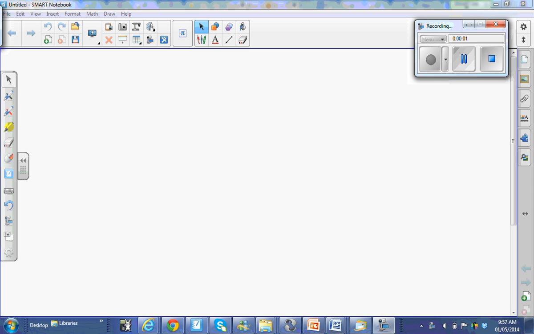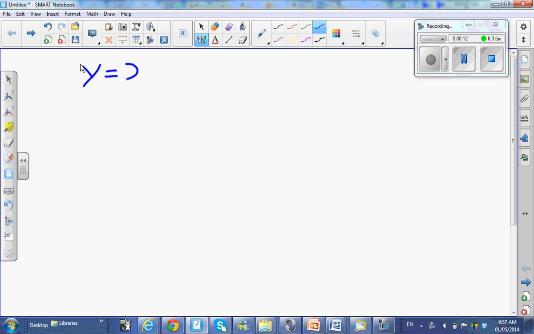Going to do a quick little tutorial on slope and rate of change, graphing linear relations. Had a question about this, so let me just make up a new equation. Let's go with y equals 2x plus 1. And we can graph this a couple of ways. First way we're going to do it is table of values. I'm going to make a quick table here.